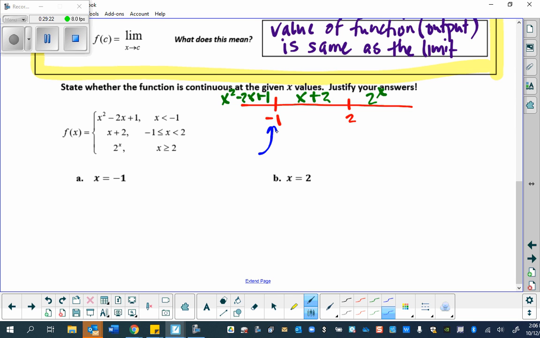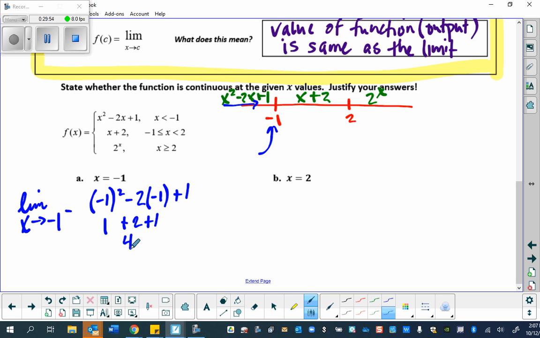When I'm talking about the limit from the left, I have to use the x squared minus 2x plus 1. So when I figure out that limit as x approaches -1 from the left, I'm going to put -1 into this expression. -1 squared minus 2 times -1 plus 1. 1 plus 2 plus 1 sounds like 4 to me. Are we okay?